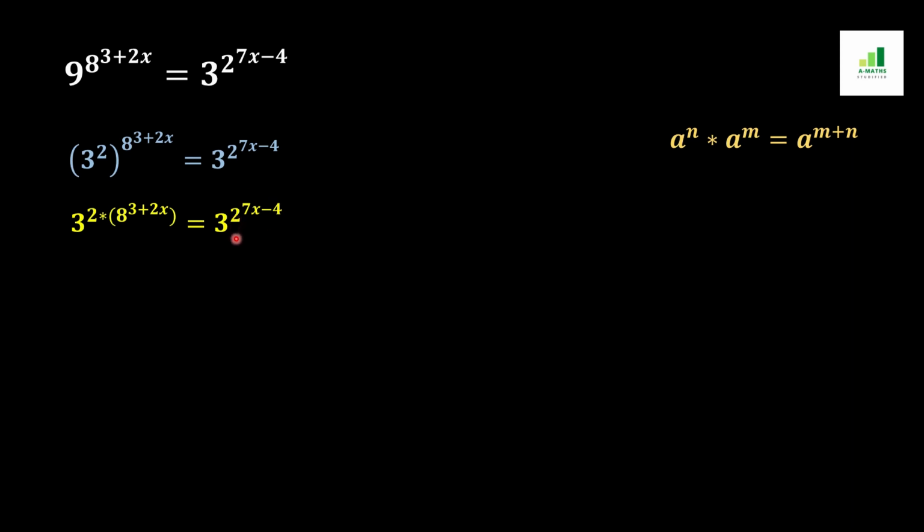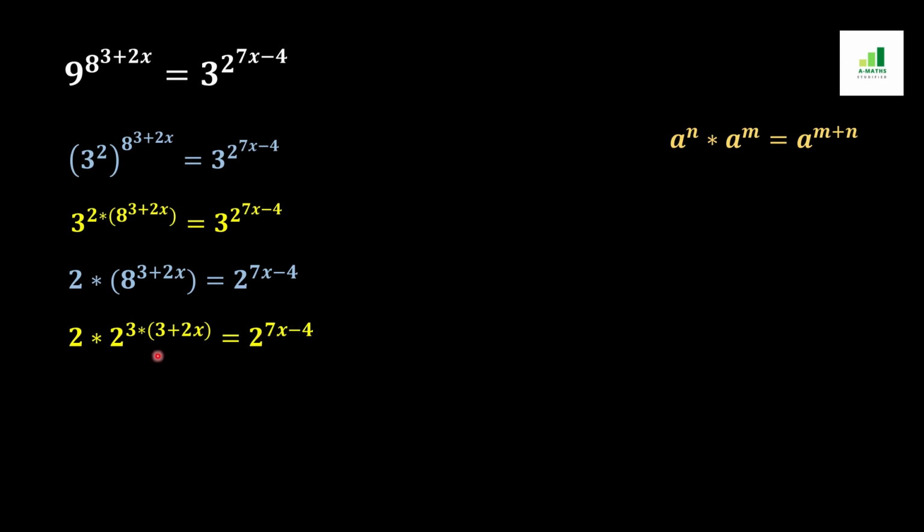Now, from the basic rule of algebra, if two bases are equal, then their powers will also be equal. So here we apply the same rule, and then in the next step we will get 2 into 8 to the power 3 plus 2x is equal to 2 to the power 7x minus 4. Now, this 8 can be written as 2 to the power 3, and the 3 plus 2x in multiplication is the same as before. This 2 is the same as before, and the other side of the equation will remain the same.